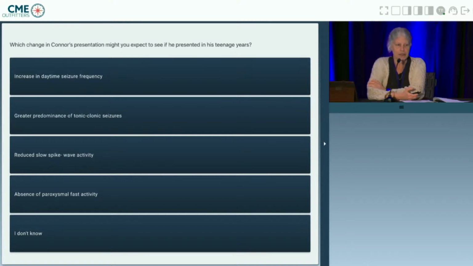So second question for you, what change in Connor's presentation might you expect to see if he presented in his teenage years? Do you expect an increase in daytime seizure frequency, a greater predominance of tonic-clonic seizures, a reduction in slow spike wave activity on his EEG, absence of paroxysmal fast activity, or I don't know? So this is what change you would expect if you're now seeing him as a teenager.